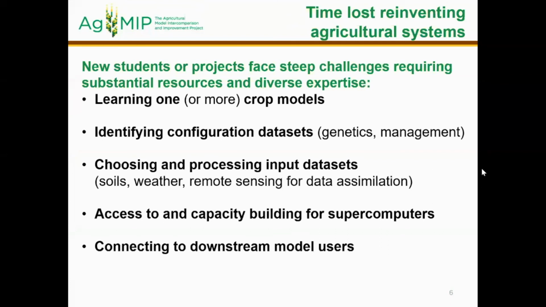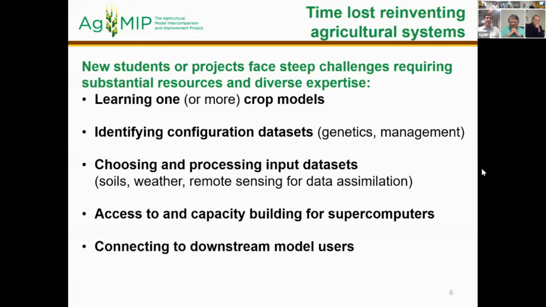So for example, AgMIP has shown that having more than one crop model makes a really big difference. But think about that. That means we're asking people to learn more than one crop model. It's a big task to learn one. Now we say there needs to be more than one. We also have to identify configuration data sets.